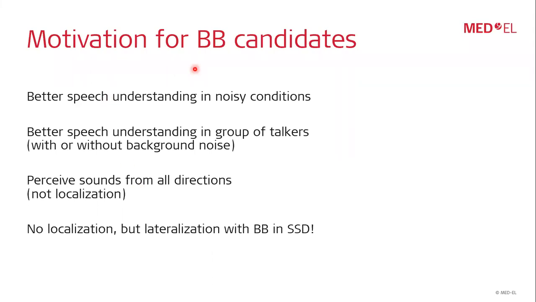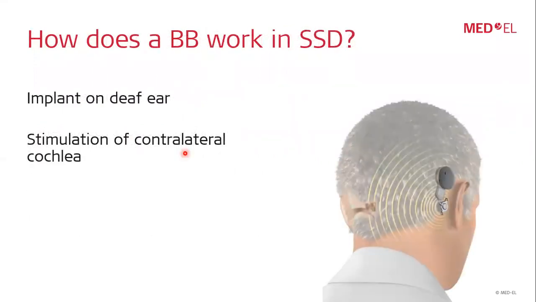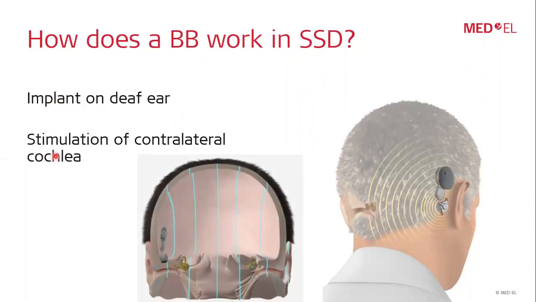So what is the motivation of single-sided deaf patients to have BONEBRIDGE? First of all, better speech understanding, especially in noisy situations, and better speech understanding in groups, with or without background noise, and it will avoid the head shadow effect as well. In general, BONEBRIDGE works when the audio processor picks up the sound signals and transmits them to the implant, and the implant transmits the vibrations to the skull in order to stimulate the cochlea directly. In the case of single-sided deaf patients, the implant is fixed on the deaf ear and it will stimulate the contralateral ear. So the vibrations will move through the skull to the contralateral ear. By this, the patient will avoid the head shadow effect, and he will not need to rotate to the person that he is talking to.